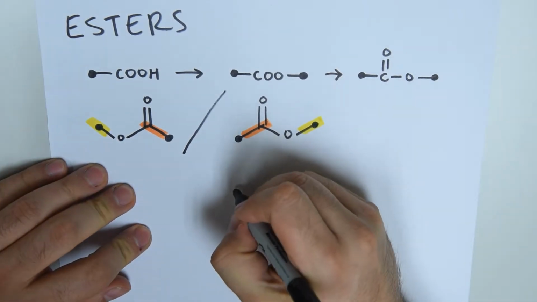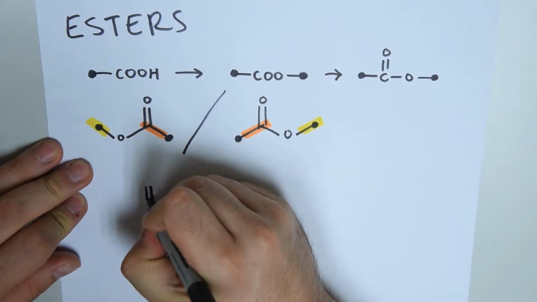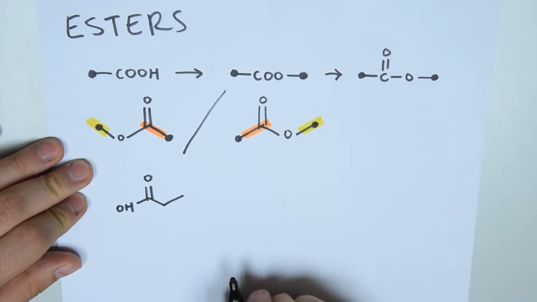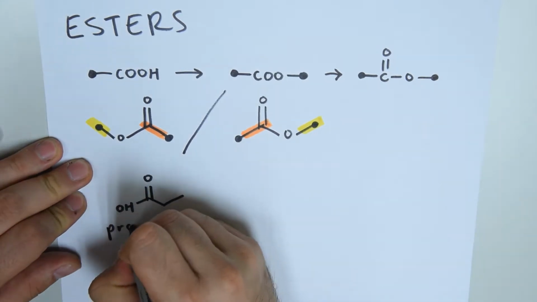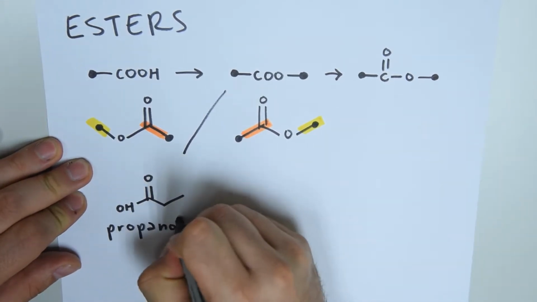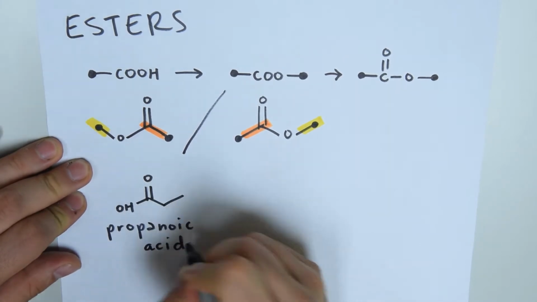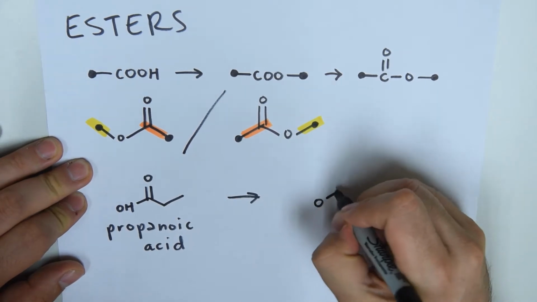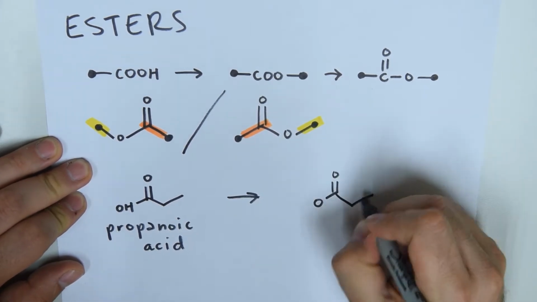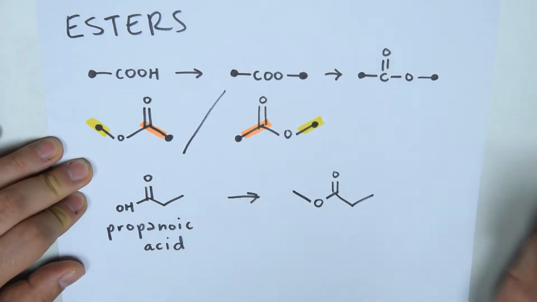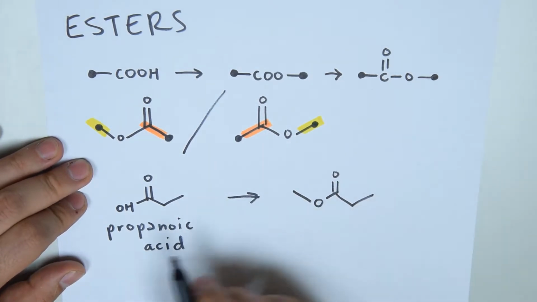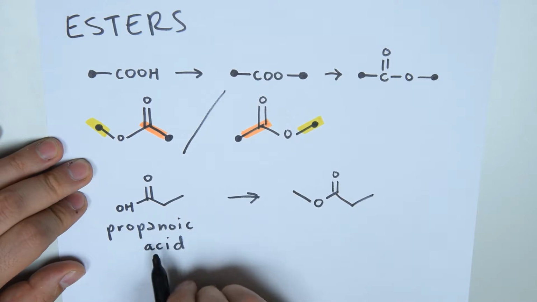Let's say we have the following molecule. This is a carboxylic acid. This is propanoic acid, if you remember from our previous video. If we take away this H, we're going to leave that oxygen bonding to something else. And let's add another carbon chain right here. So, remember, we have an oxygen side and a carbon side. The carbon side is derived from the carboxylic acid.